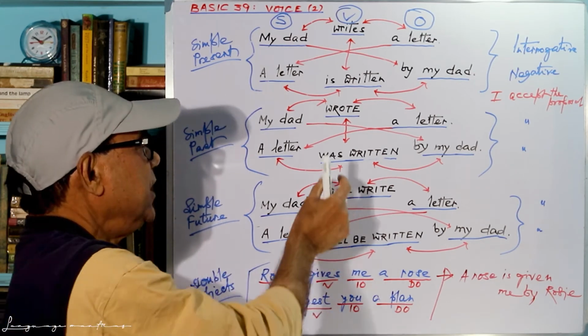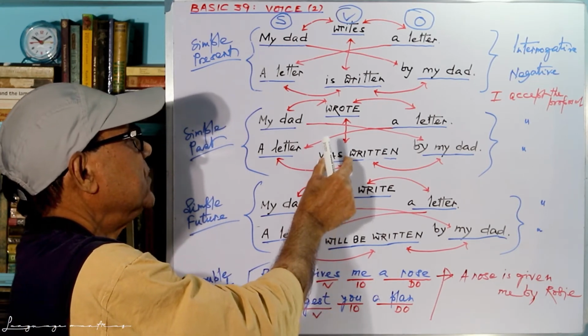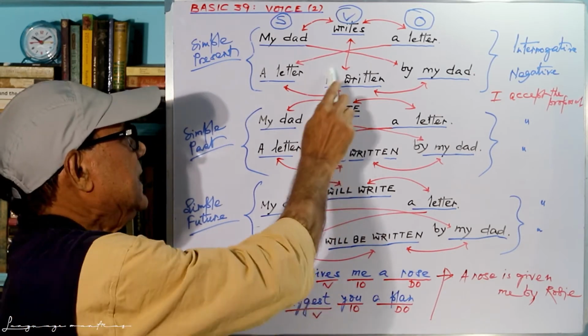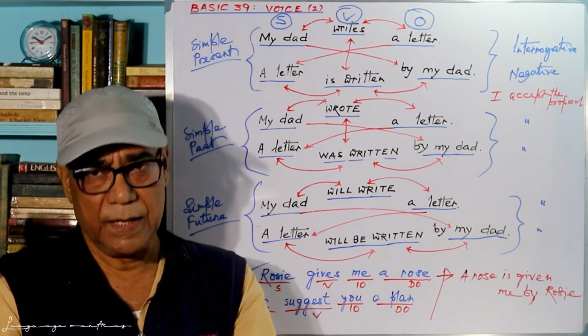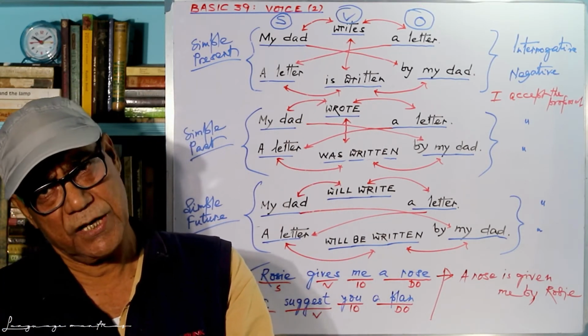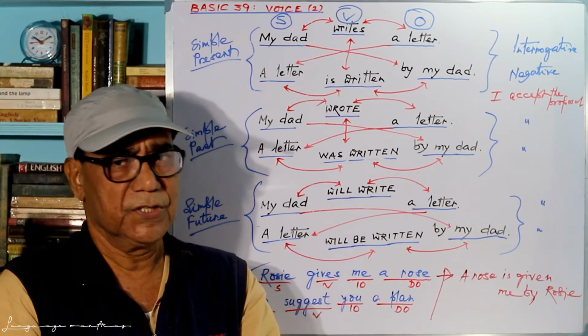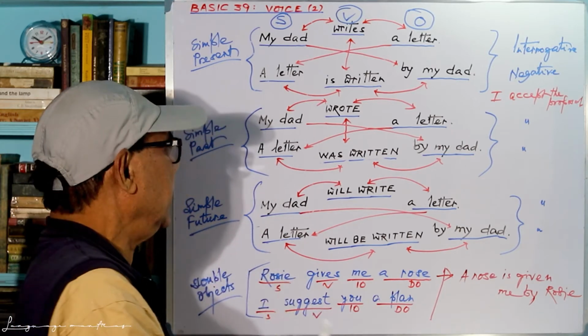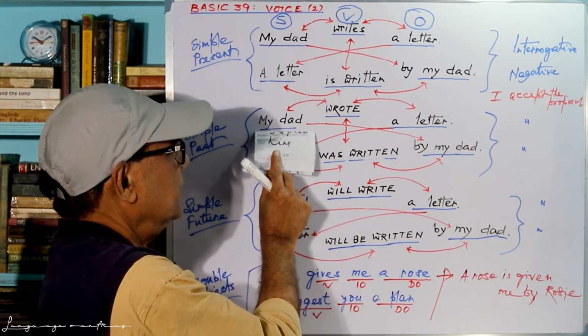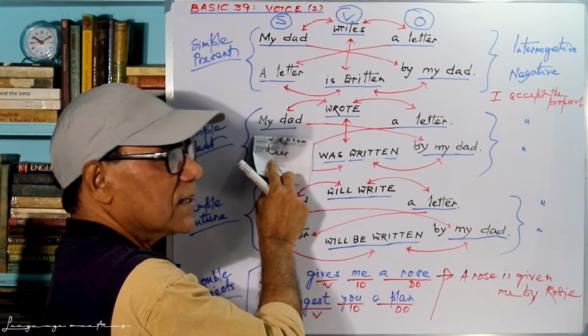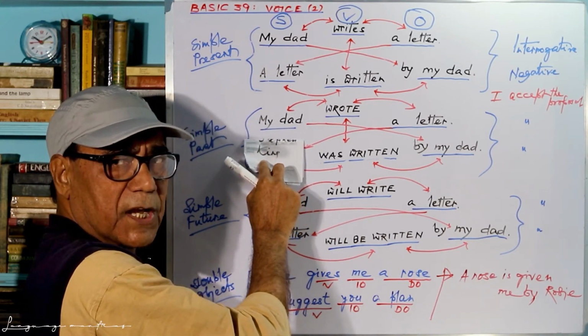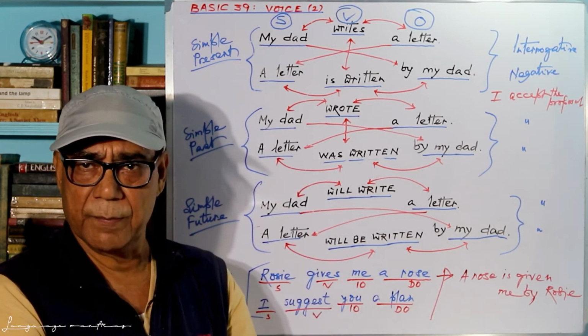So here the change is only the change of "is" and "was". "Is" becomes "was" here, and it becomes past tense format. So now see the question format. Again hide "a letter". Then it is "was written by my dad." What was written by my dad? A letter was written by my dad.